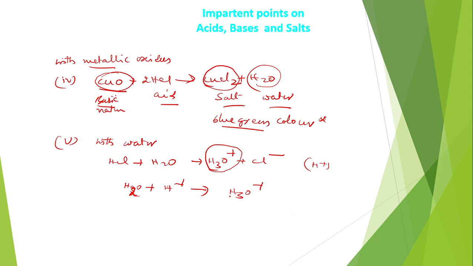So this is also very important for the point of examination, and due to this formation of hydrogen ion, acids conduct electricity. This is also very important. Now we will see some pH scale. pH scale, how is it?